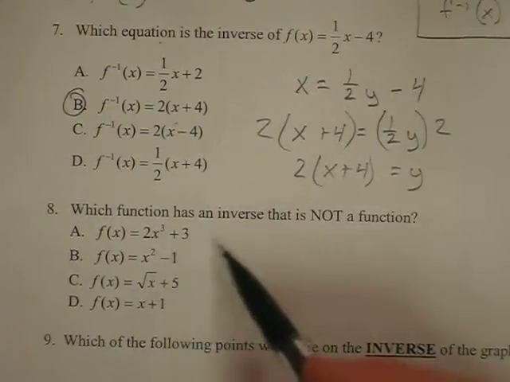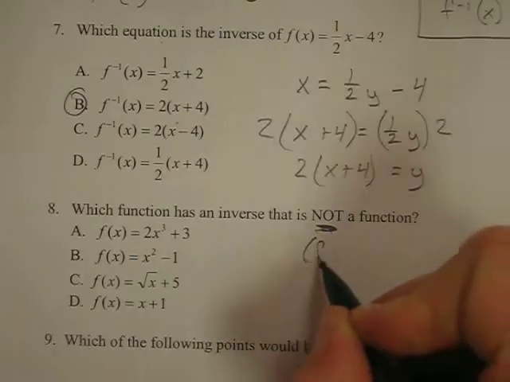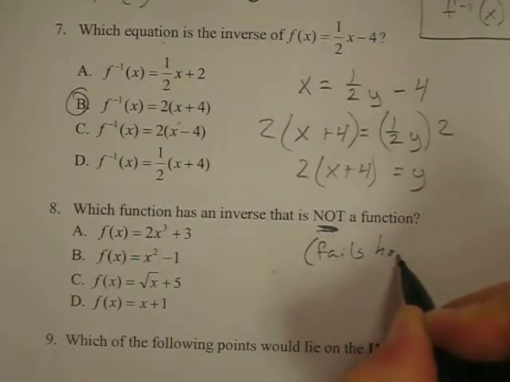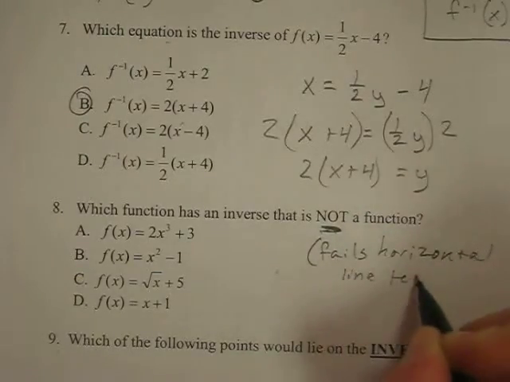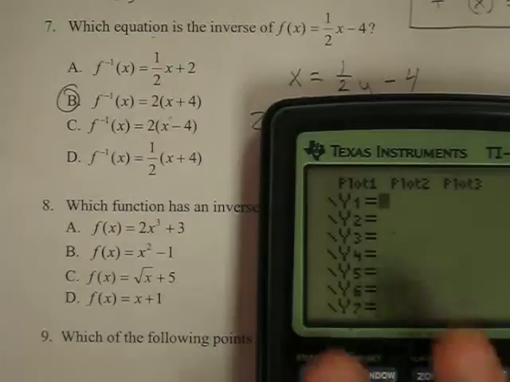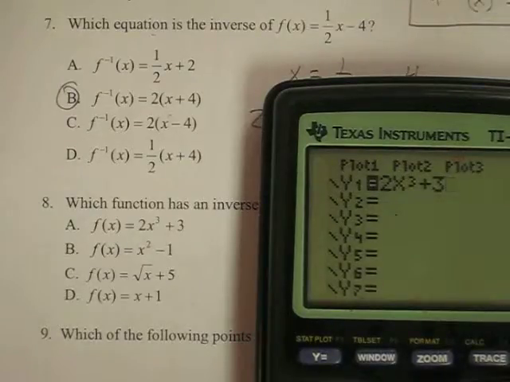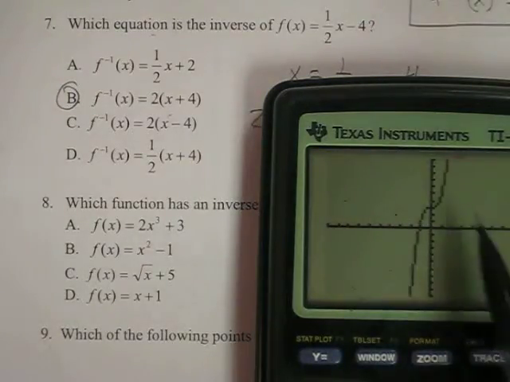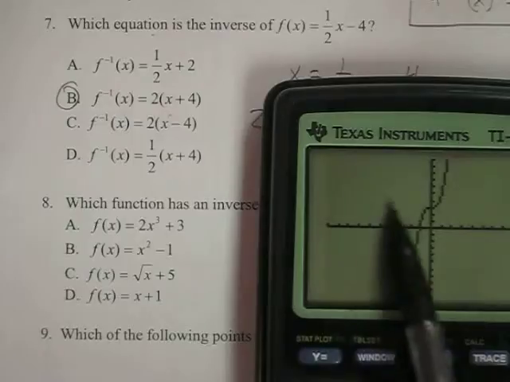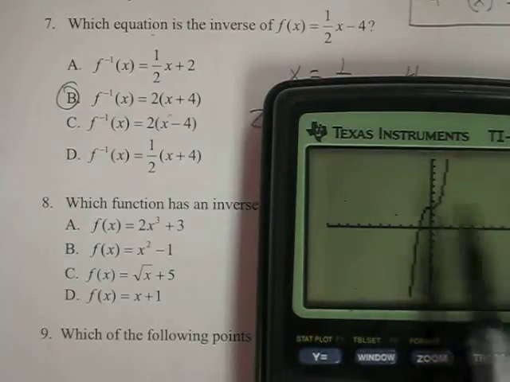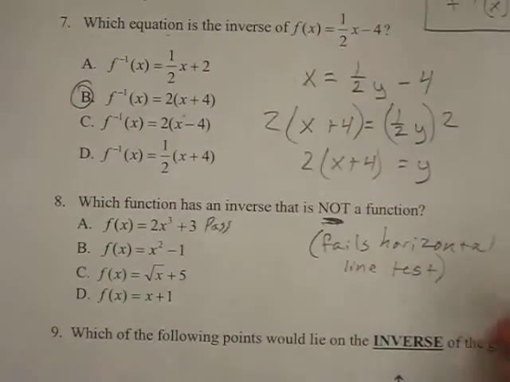With this one, which function has an inverse that is not a function? Okay, so in this case, we're talking about it failing the horizontal line test. And we'll use our calculator for each one of these. So if I type in 2x cubed plus 3, then I'm going to look at my graph. Okay, and when I look at this, if I draw a horizontal line, it only touches it one time. Okay, so this one passes it. This inverse will be a function.